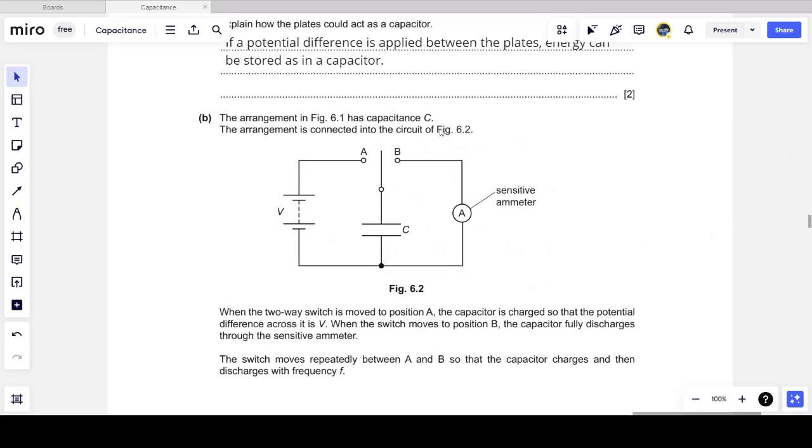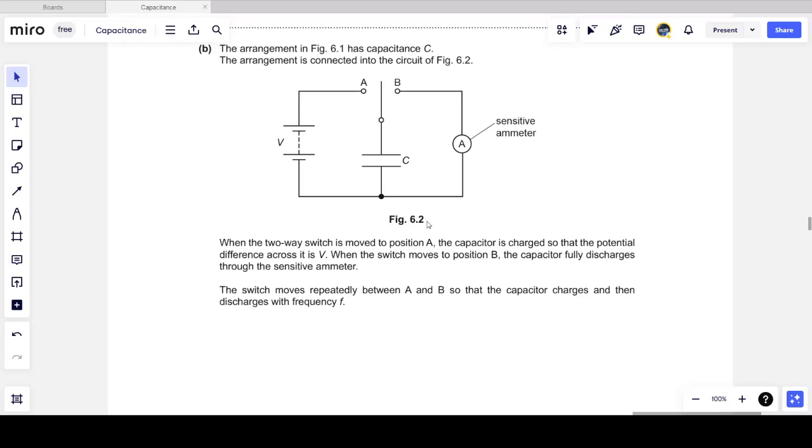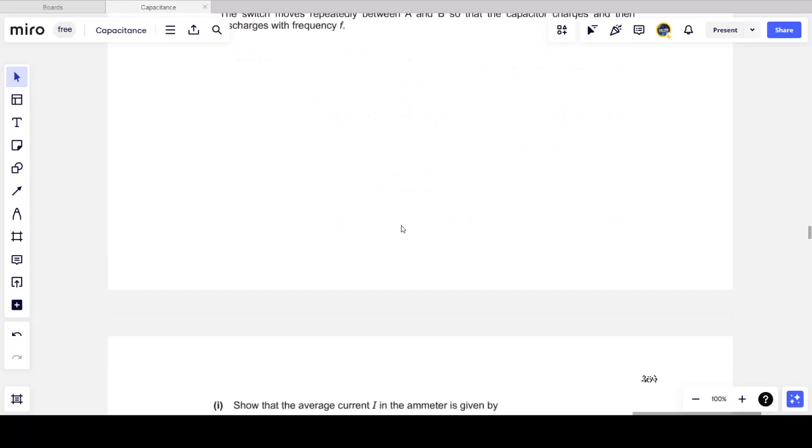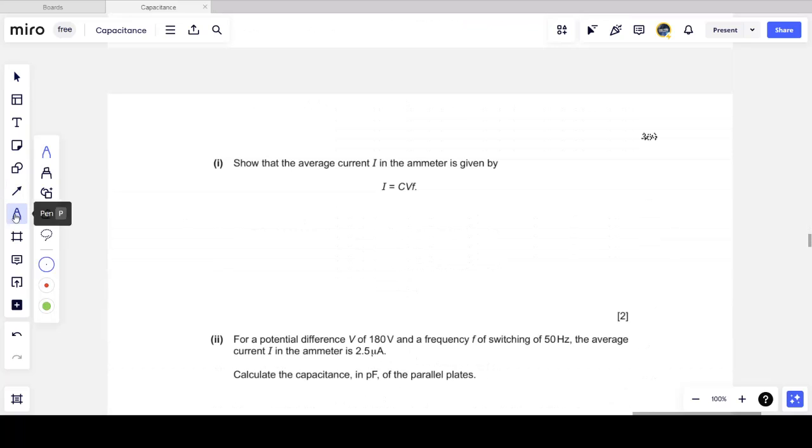So we're given a circuit very similar to that of the previous question. When the two-way switch is moved to position A, the capacitor is charged, so the potential difference across it is V, and then it's moved to position B and discharges across the ammeter. The switch moves repeatedly between A and B, so the capacitor charges and then discharges with frequency f. And if you think about the symmetry with the previous question, you probably could see where this question was going. Show that the average current in the ammeter is given by I equals CVf.